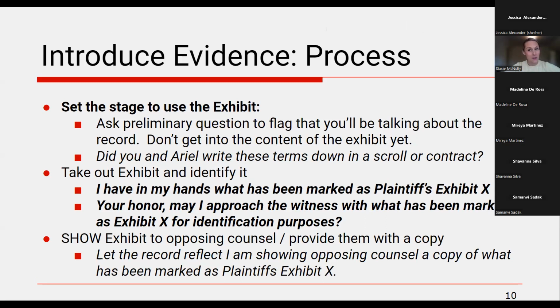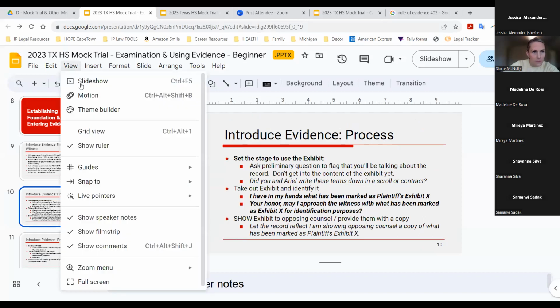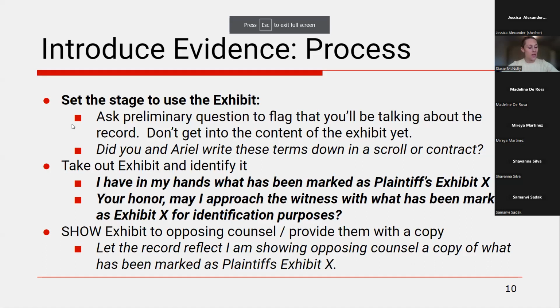I like to think about it as doing a running commentary of what you're doing, and I'll explain that part. The first thing you're going to do, for example, if I'm going to use the scroll with either Ursula or Ariel, is set the stage that you're going to talk about it without getting into it. You ask some type of preliminary question to flag what we're going to talk about next. If I'm doing direct of Ursula, I'd say, did you and Ariel write these terms down in a scroll or a document of some type? That's an example of how you'd flag it.